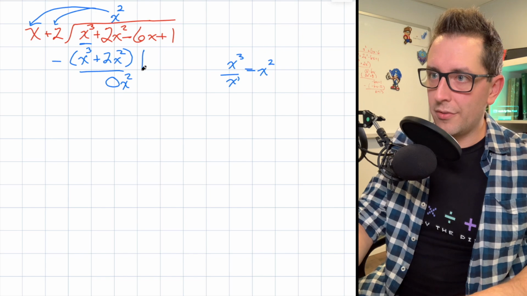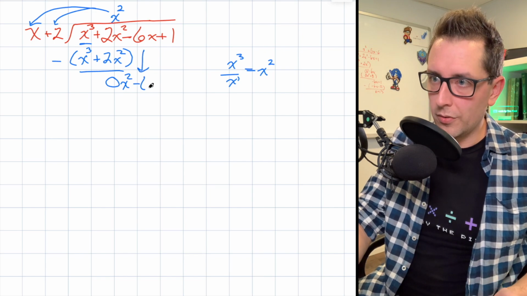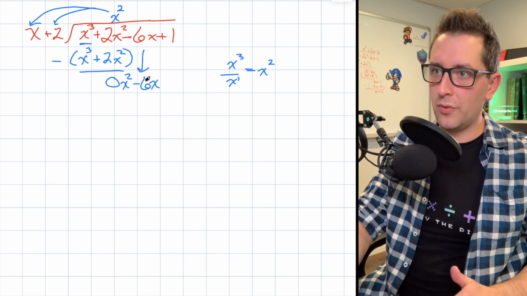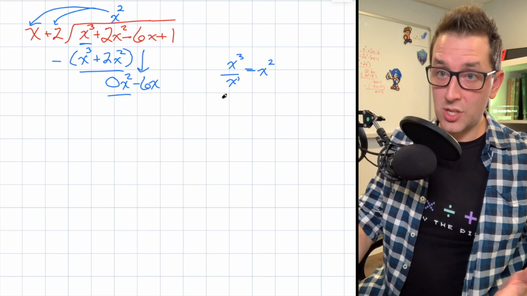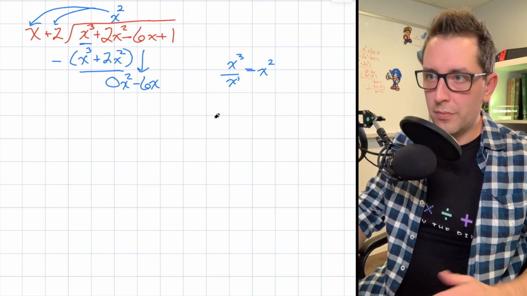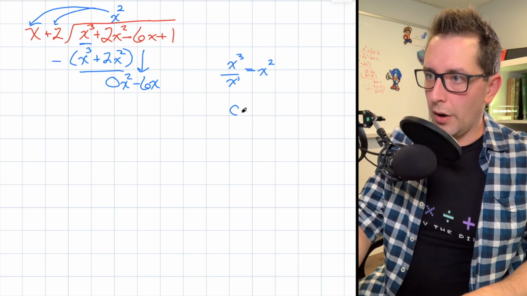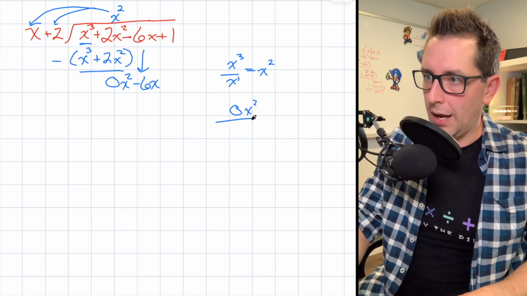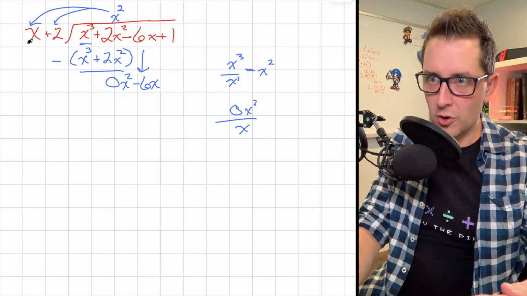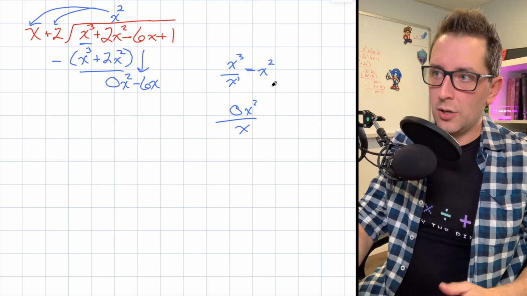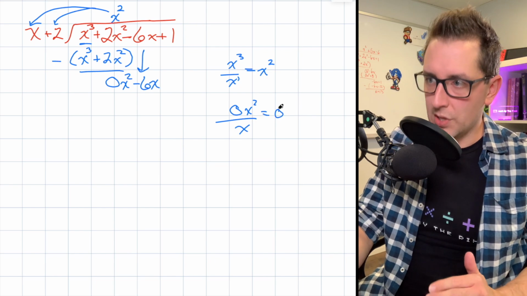We're going to bring that negative 6x down. That's what we normally do, right? We take negative 6x down and we keep going. Now we're going to say, what happens if I take 0x squared? That's okay. It's just a term, right? If I take 0x squared and I divide by x, that's what we do. We take this first term, divide by the first term of our divisor, and we see what we get. Well, 0 divided by anything is 0, okay?